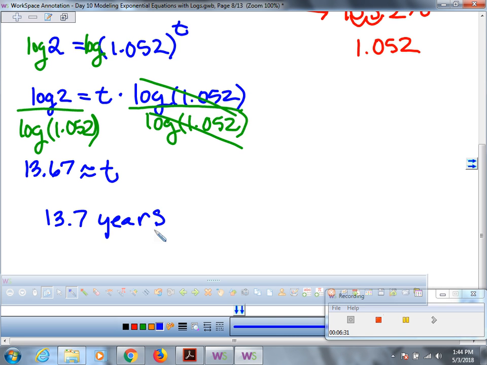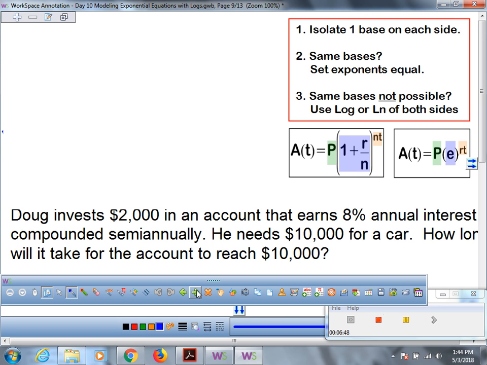Okay, ready for another one? I've got 2 more to do. This one is a little different because it talks about compounding semi-annually. I did this one yesterday. Would you like me to do a different one? You want me to do it again? Okay, I didn't finish it, so.